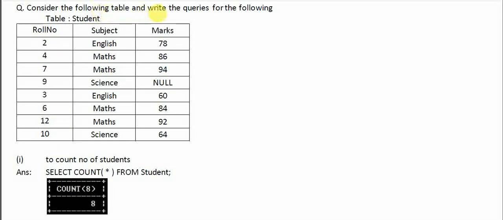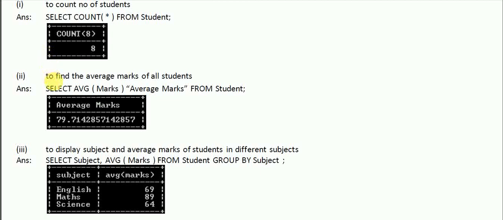Consider the following table and write the queries for the following. So first one was to count the number of students. If we count the number of students, then we will write select count star from student. So star will count all the rows. Then next is to find the average marks of all students. So we will write select average marks from student. The average marks is given by total divided by number of students.